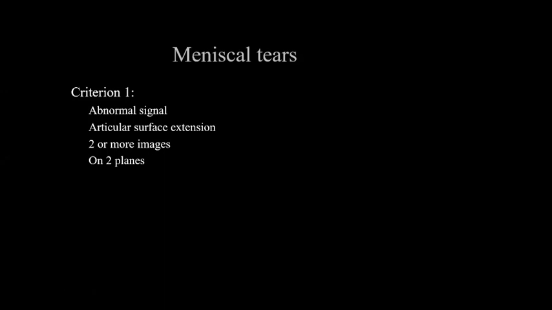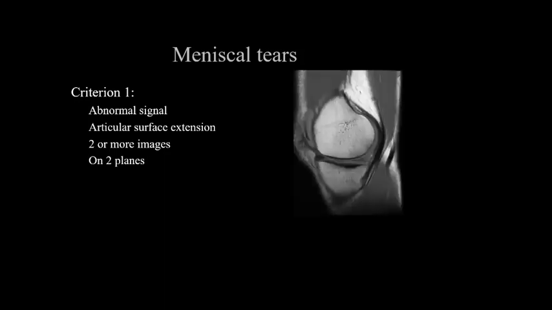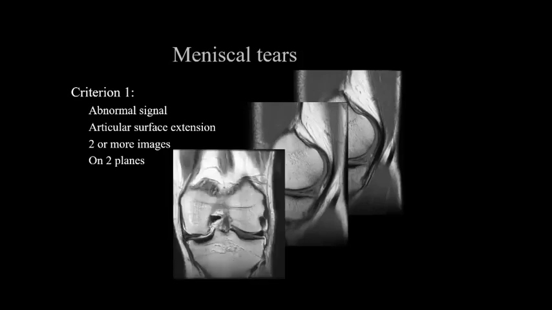The criteria for meniscal tears: as I mentioned earlier, we don't call all meniscal changes meniscal tears. So criterion number 1 is abnormal signal change that involves the articular surfaces, but it should be seen on 2 or more slices and on 2 or more planes. So this is the definition of the meniscal tear. We do ask this question in the exam here for our students. The definition of the meniscal tear is that it's an abnormal signal or fluid-filled cleft extending to the articular surfaces on 2 slices and 2 planes.